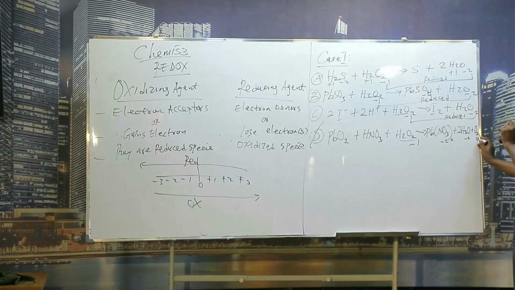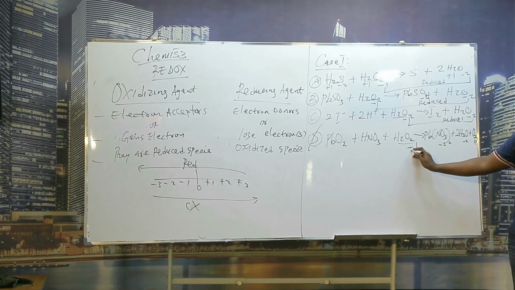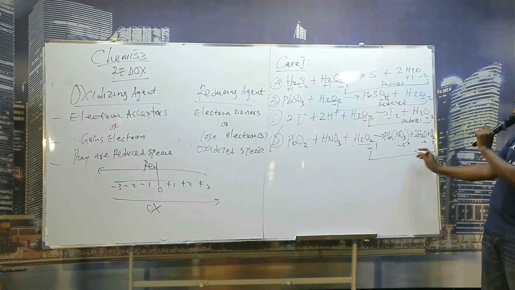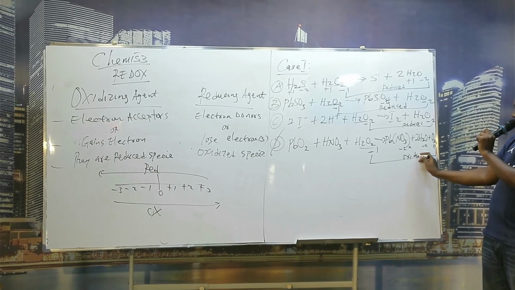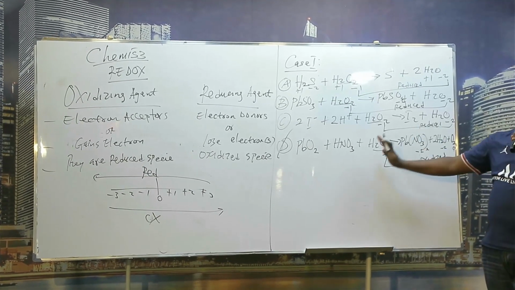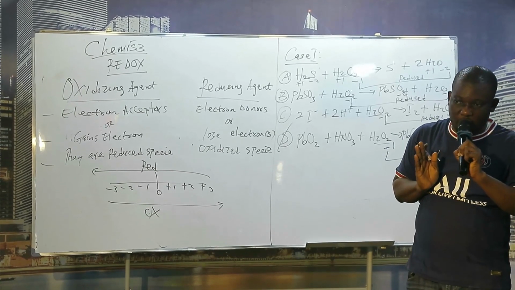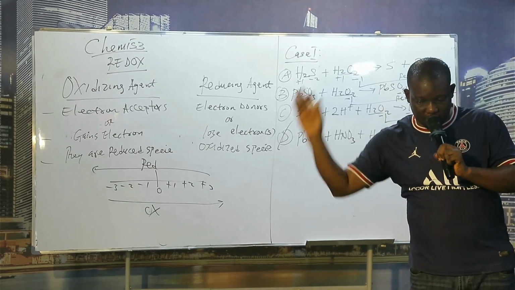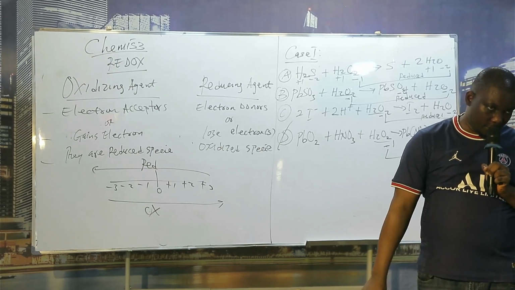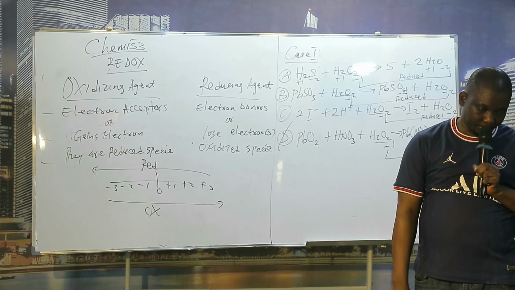So here is minus 1. Here is 0. So it's changing from minus 1 to 0. It is what? Oxidized. Once a substance is oxidized in a reaction, it behaves as what? Reducing agent. Correct answer is D.